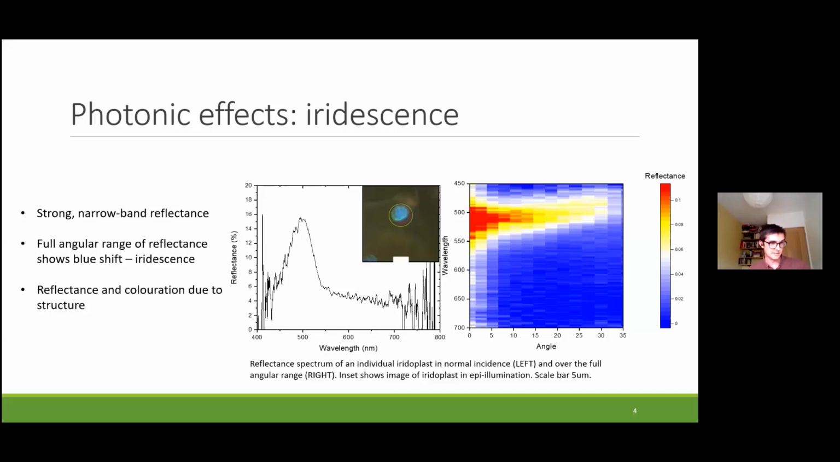And essentially it's iridescence, and iridescence is like the smoking gun of structural color. So it's really likely that this blue reflectance comes solely from the structure, this multi-layer stacking. And there's lots of modeling as well to back that up.